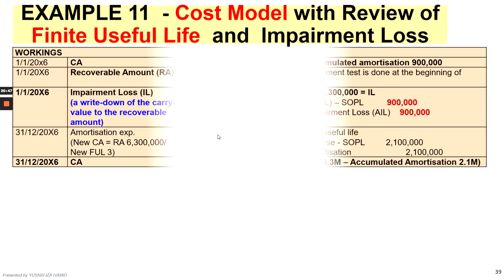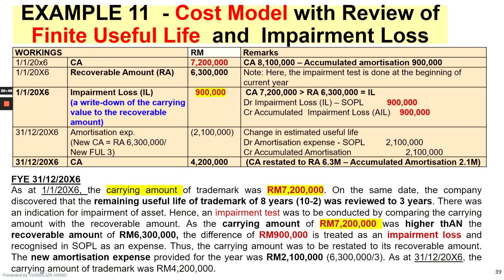Then you can go on looking at the third year. And the third year is where the impairment has taken place. So beginning of the year, the carrying amount is 7.2. You need to mention there was an indication for impairment, as well as a change in the remaining useful life from 8 to 3 years.